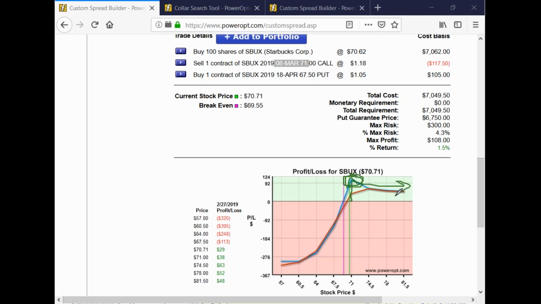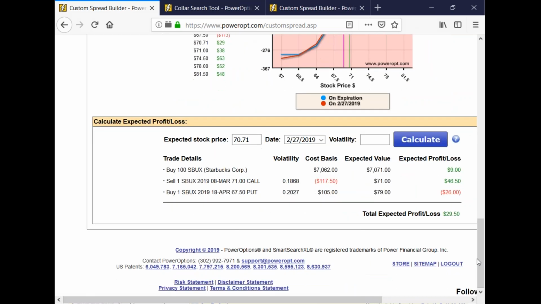If you think it's going to move up quicker, a standard collar might be better. Just take assignment and take the profits. This structure gets complicated because this max return is based on the theoretical value of the put option if the stock is trading at this price on March 8th, 21 days away. A lot can change on the stock and on the options between that time period.